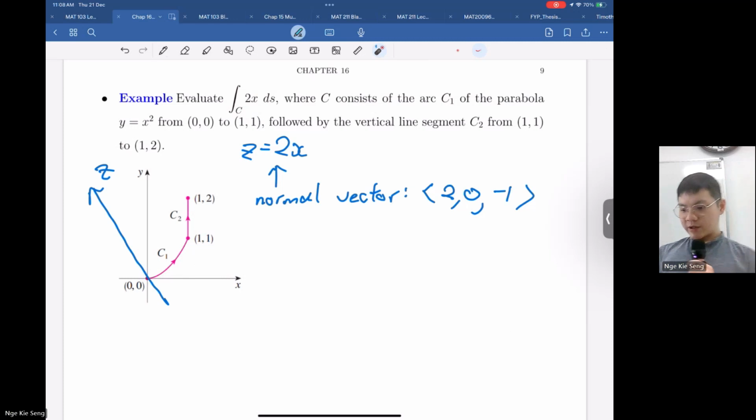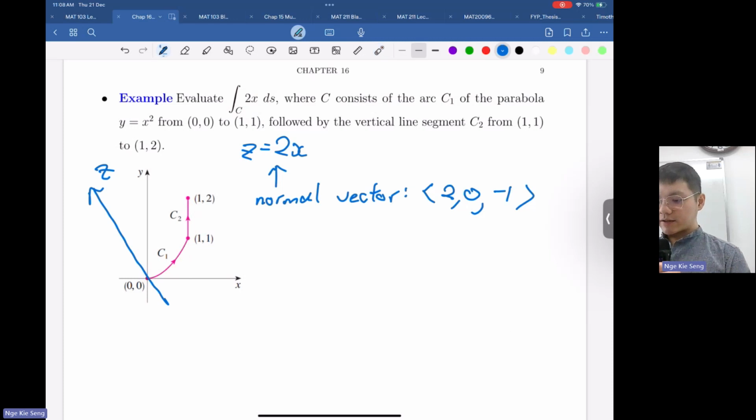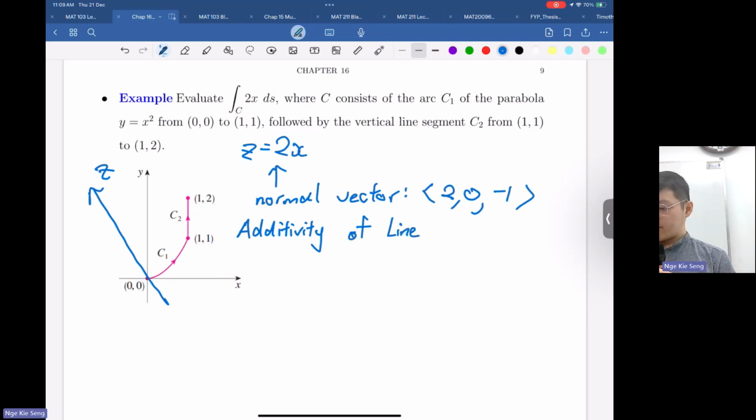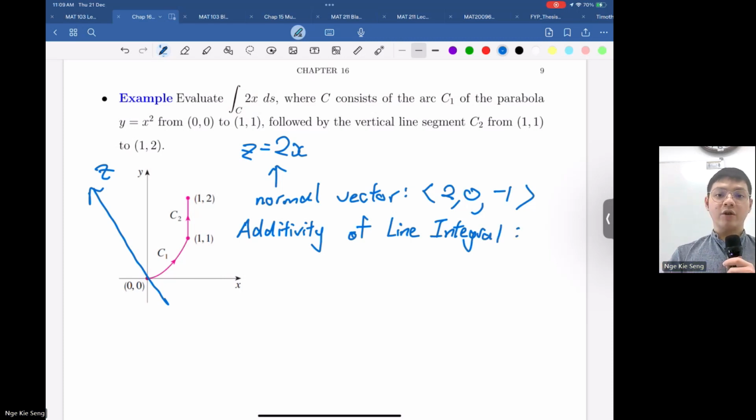So what should we do? First we need to parameterize this curve. It is split into two parts, so we need to have the additive property, additivity of the line integral here. That's easier for us to do the calculation, because we can split the integral into two parts. So what is the additive property here?